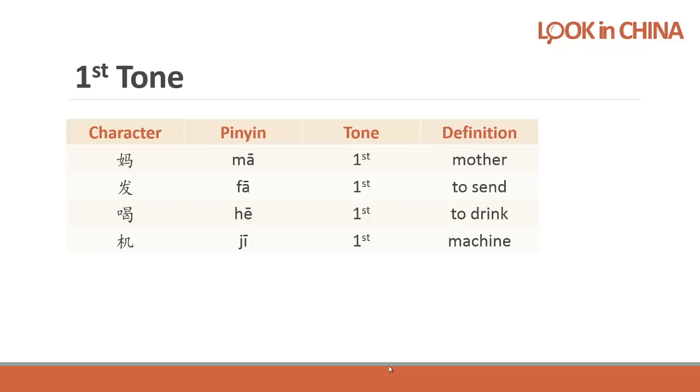Let's talk about the first tone. The symbol for the first tone is a small dash above the central vowel. And the first tone, like we said, is a high, even, and constant tone. So you want to imagine a plane that is flying at a constant high altitude in the air. So you can say the sound in a high, almost sing-song voice, like this. Ma.